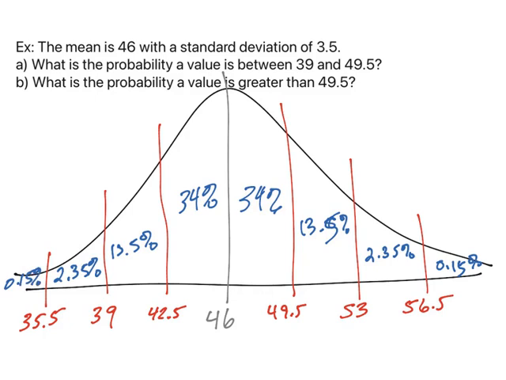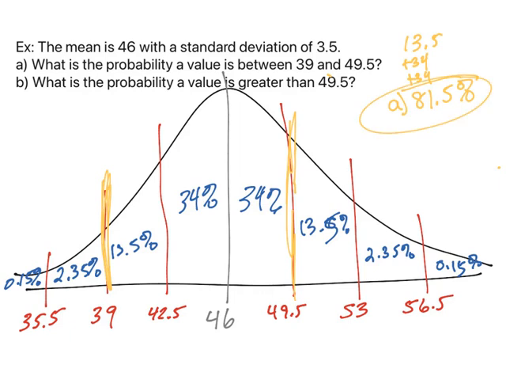Okay, now we can do part A. Part A says between 39, that's here, and 49.5, that's here. So 13.5 plus 34 plus 34 gives me an answer of 81.5% for part A. All right, we just add them together, and that's it. This makes the empirical rule really easy to work with.